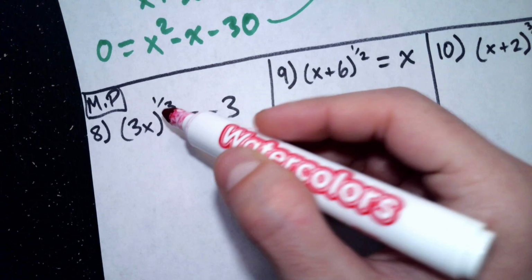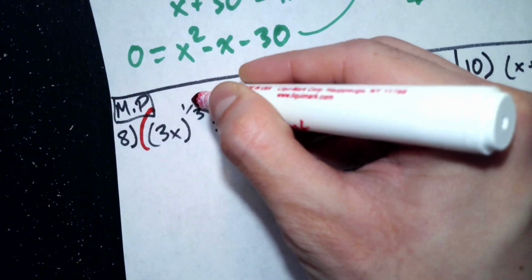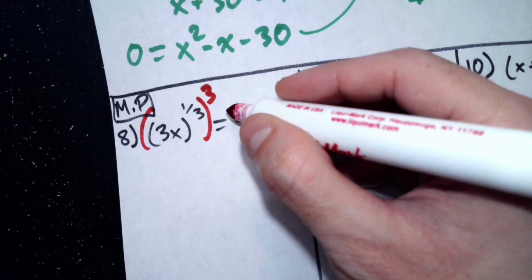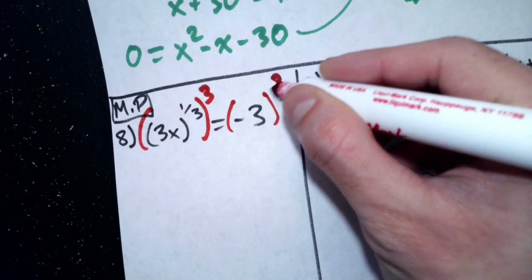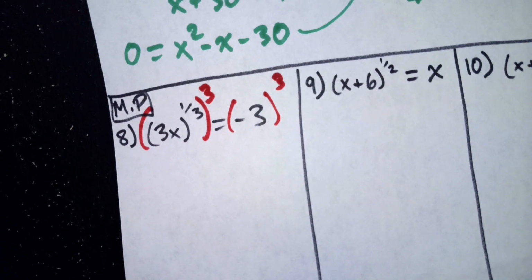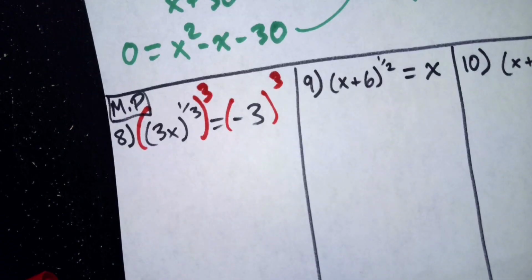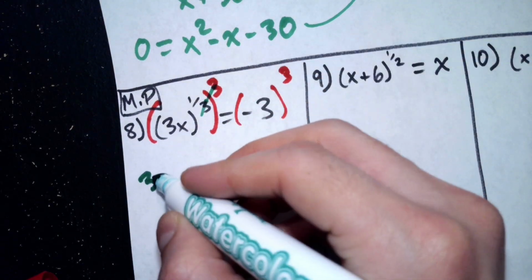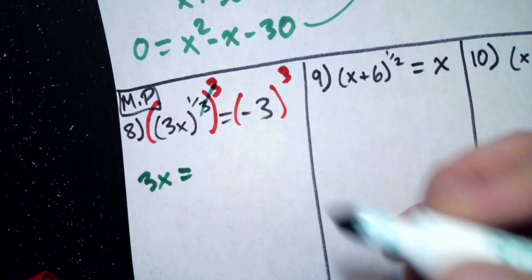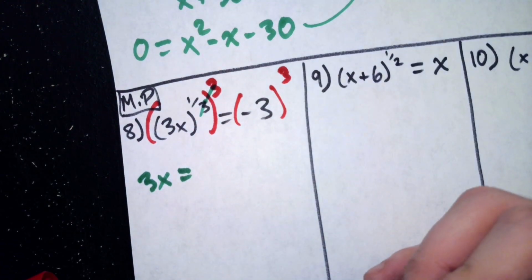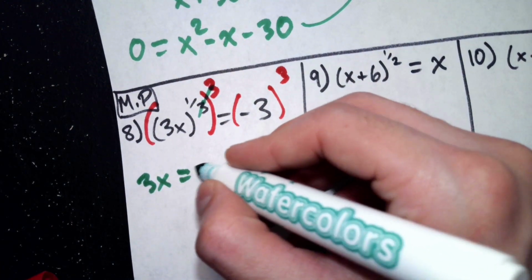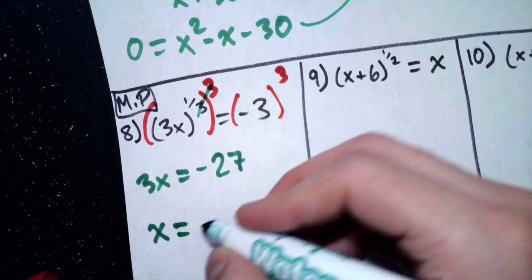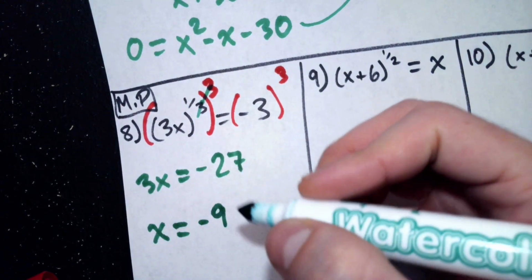If I want to get rid of that 1/3 as a power, I have to take all of this to the 3rd power, because a 1/3 power is the same thing as a cube root. And I'm going to do the same thing over here. So evaluating this gives me 3x is equal to -3 to the 3rd power. -3 to the 3rd power should be -27. And then this right here should be -9.